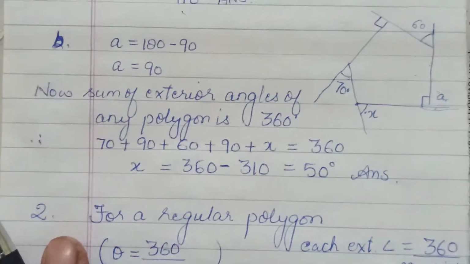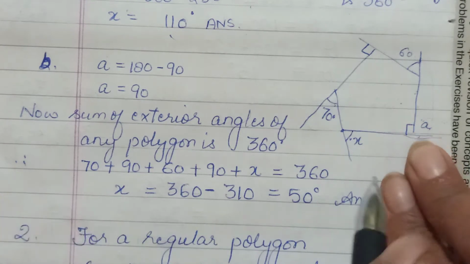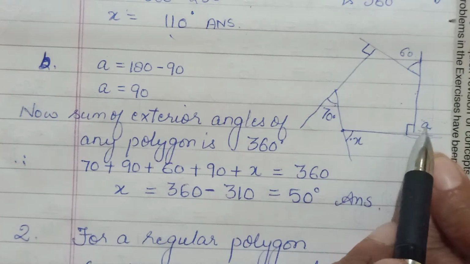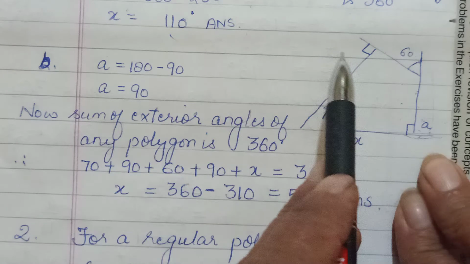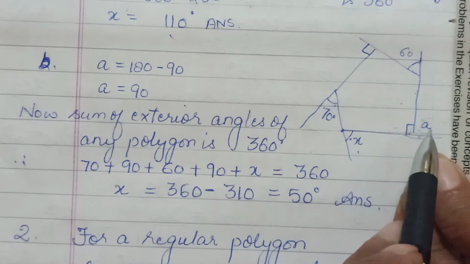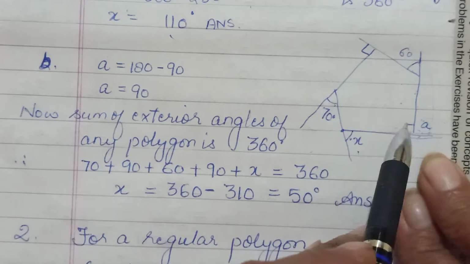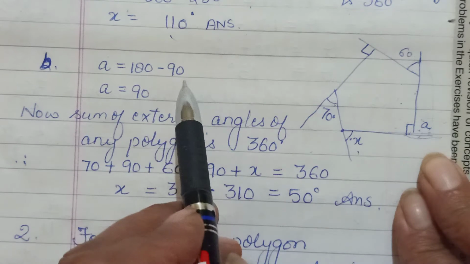Then the B part of that figure I have drawn, because in this one an exterior angle was not known. So I have named it A, because first we need to know the exterior angles, only then can we proceed. This symbolizes 90 degrees. So the leftover angle A will also be 90, because both of them form a straight line. So 180 minus 90.